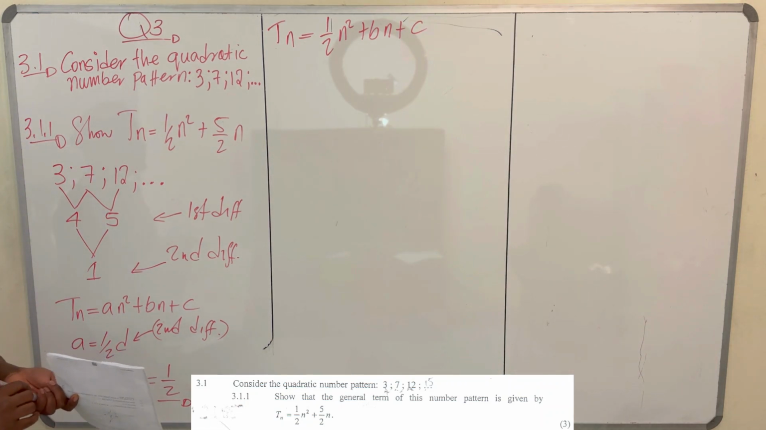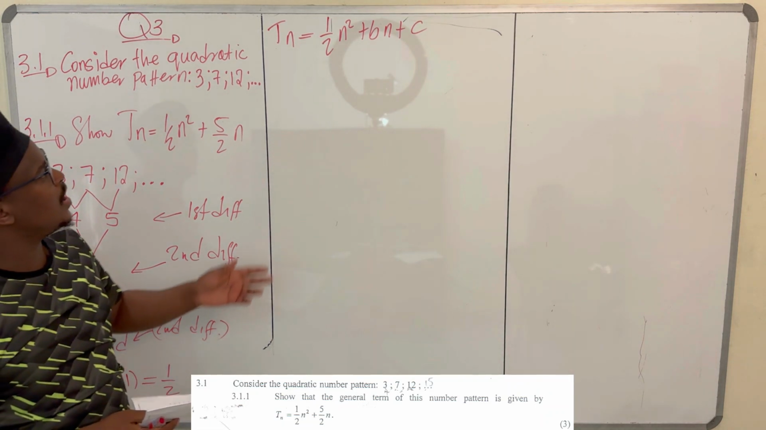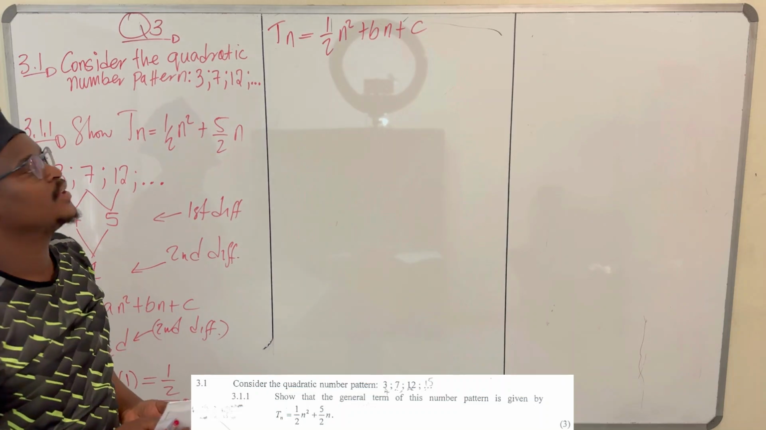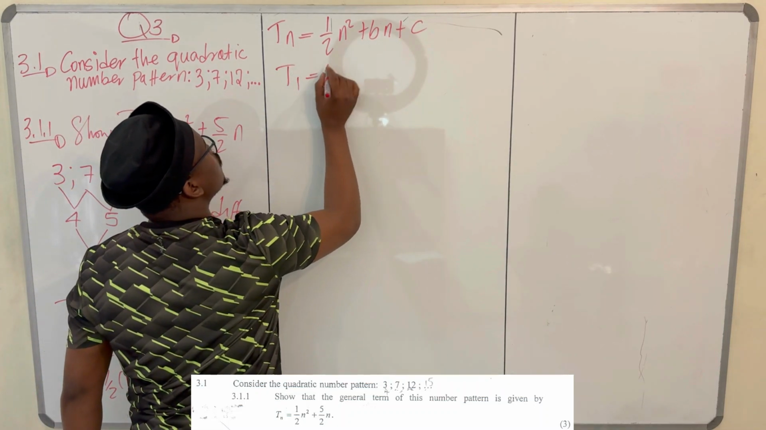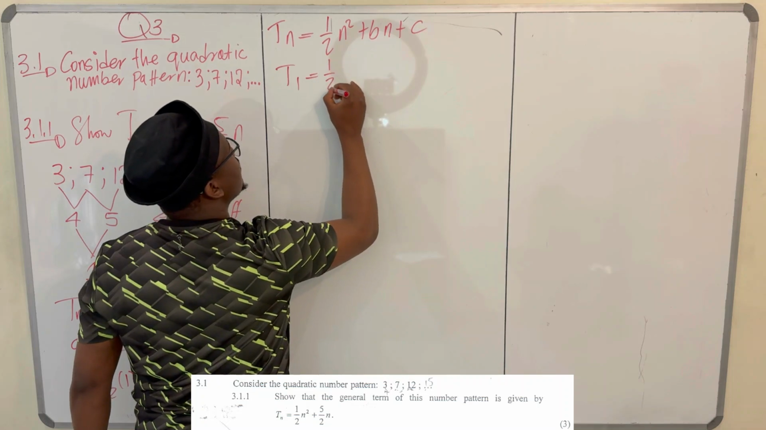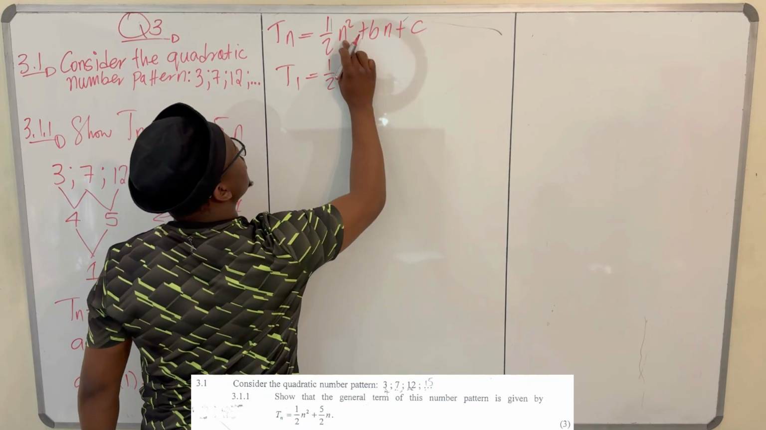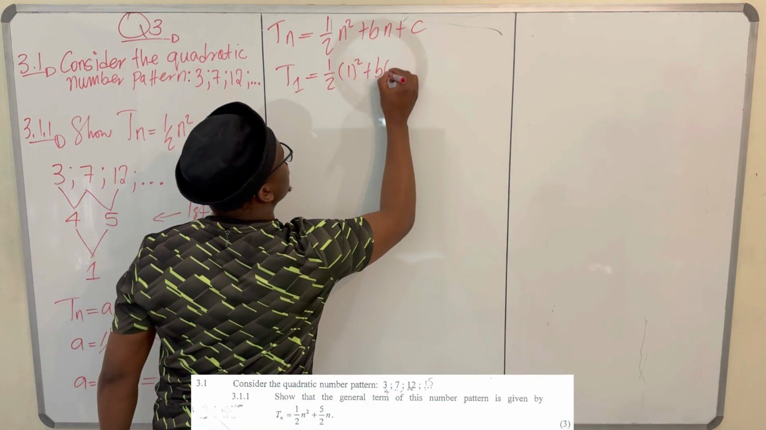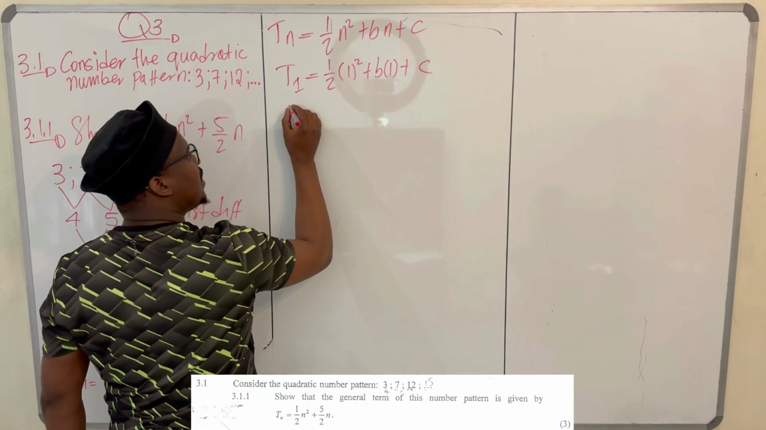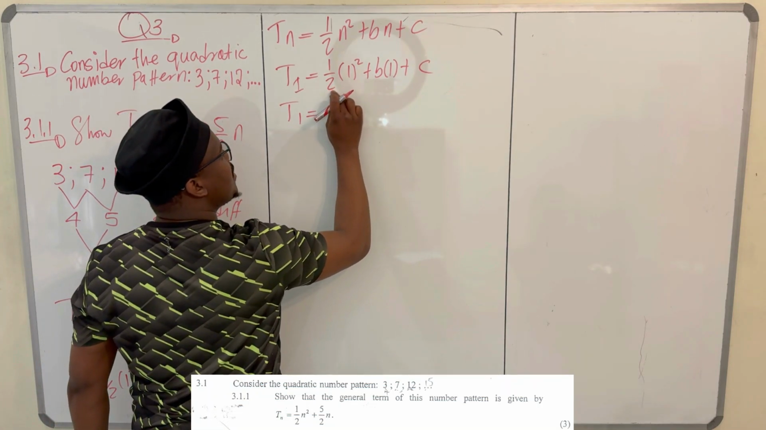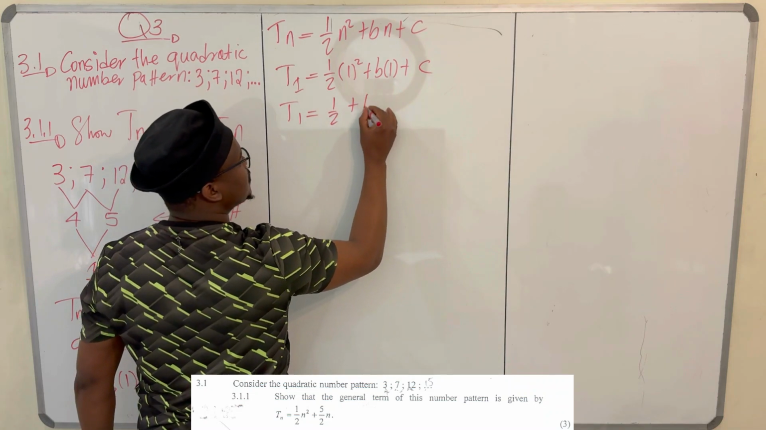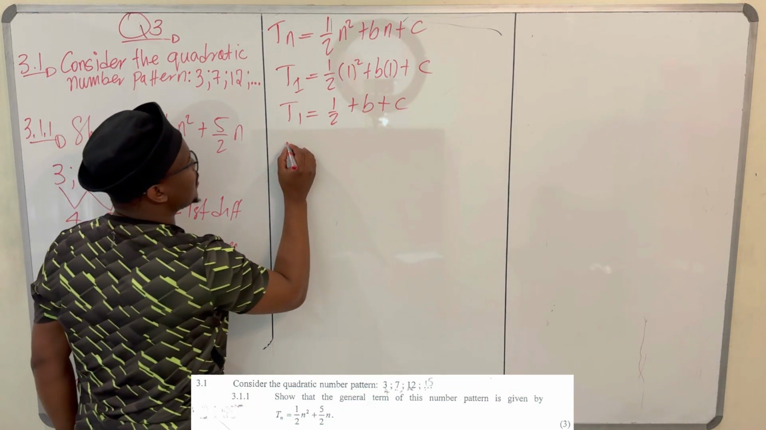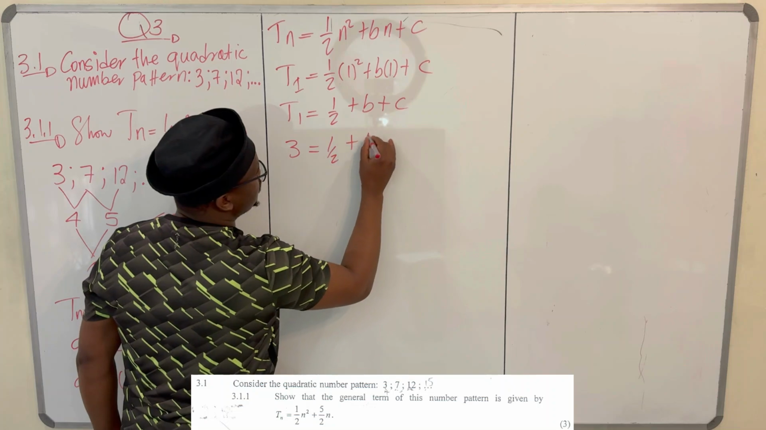So how do we do that? We have the first term, second term, and third term. Let's find the first term here. If we want T1, we substitute 1 for n. So we have half of 1 squared plus b times 1 plus c. If you simplify this, your T1 is equal to half plus b plus c. But your T1 is equal to 3, so you can put 3 there. So your 3 is equal to 1 over 2 plus b plus c.